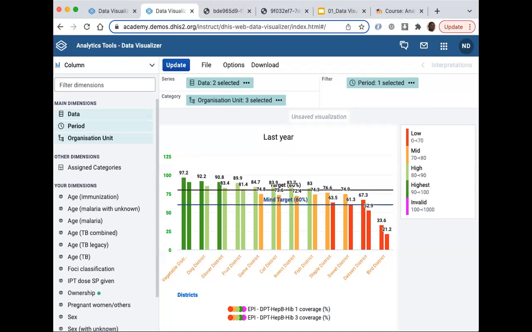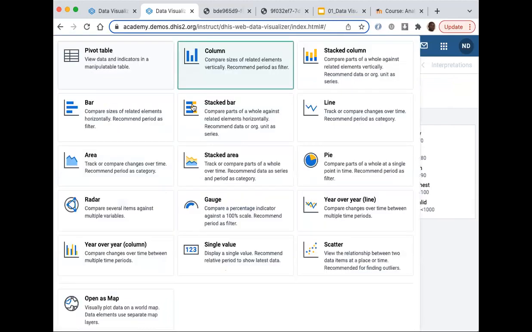Yeah, so for our next sessions, we are going to look at the other types of charts. We have been able to look at the column, the stacked column, the bar, the stacked bar, and the line. These, as I said, all up to the area and stacked area, use the same layout. The x-axis is going to be the category, while the y-axis is going to be the series. That's what they all use, and that's what is common in all.